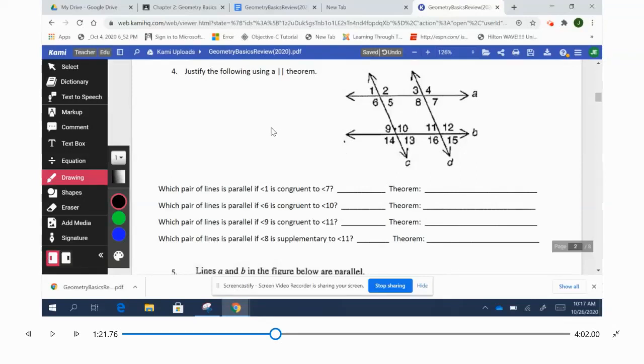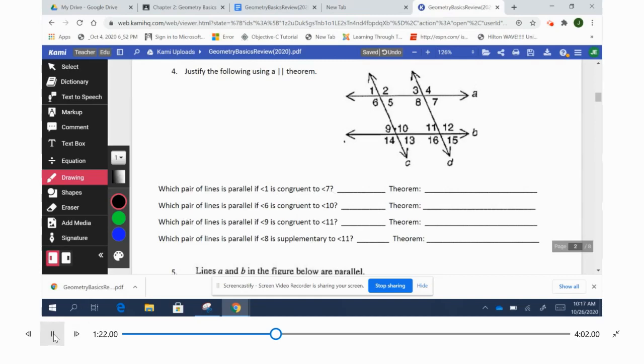Okay, second page of the review packet for chapter 2. What we're going to do here, which pair of lines are parallel? Okay, so now what's happening is there could be, C could be parallel to D, or line A could be parallel to B, depending on which pair of angles are given as congruent or supplementary.